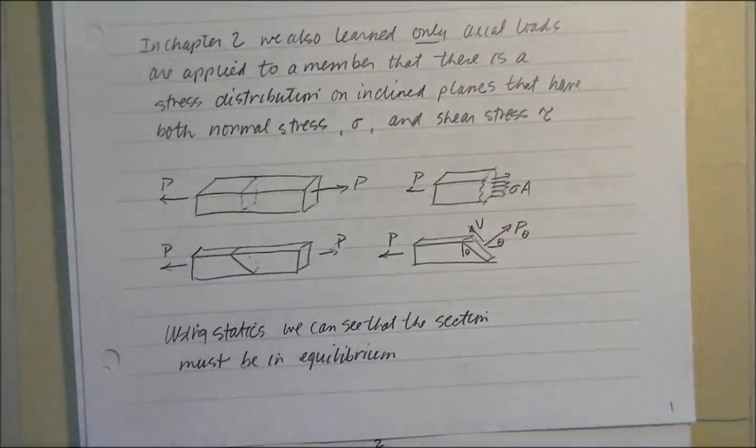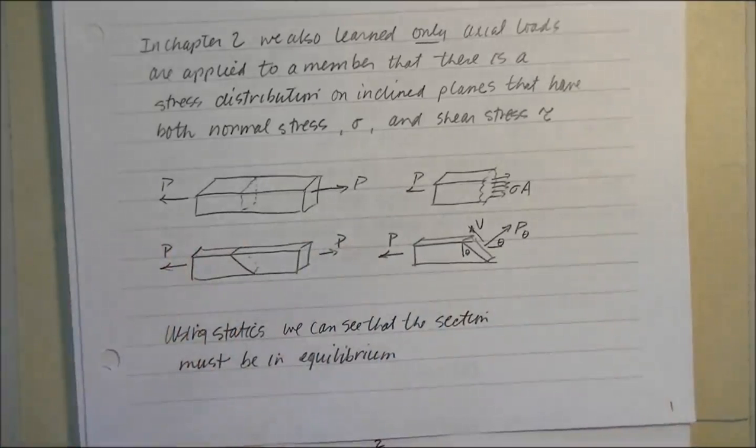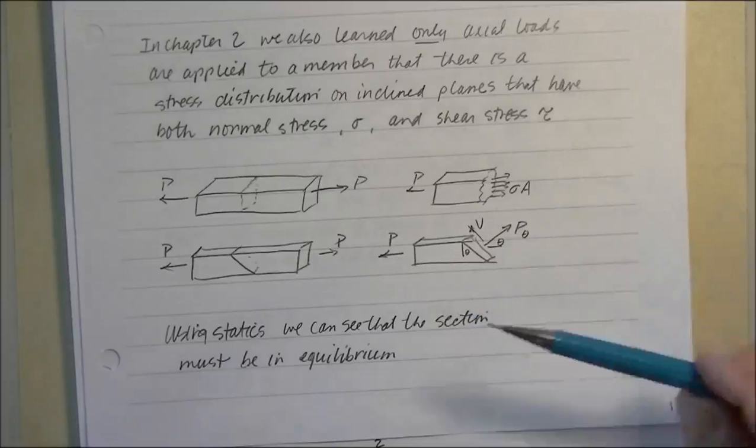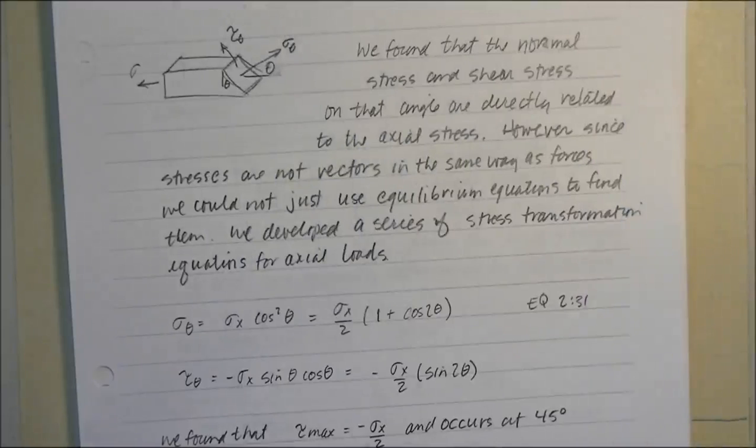when only axial loads are applied, remember, there's a stress distribution on inclined planes. Even though it's only loaded axially, only pulling in this direction, there are some shear stresses developed on an inclined plane. So we drew a little force distribution, and using statics we found out what P theta and V theta are. And then we found that the normal stress and shear stress on that angle are directly related to the axial stresses.